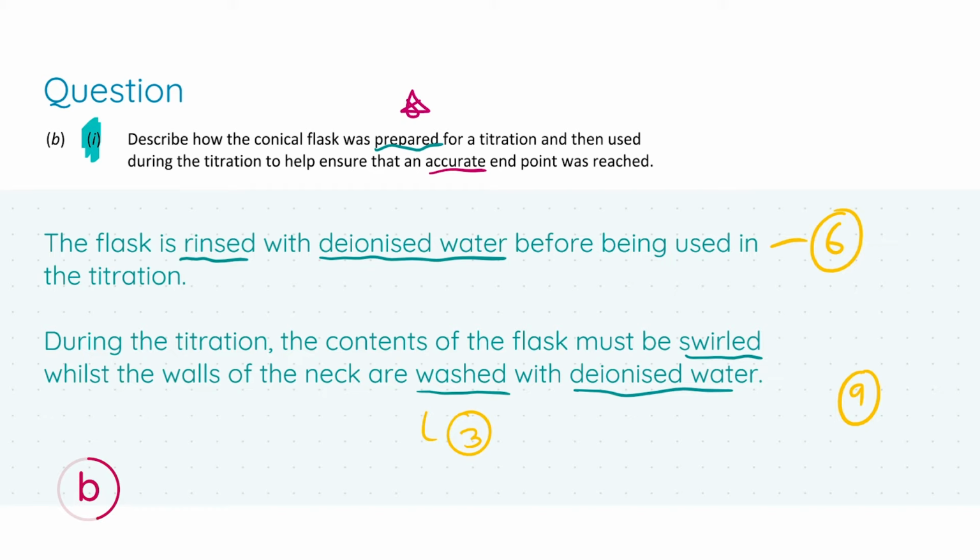In this case, I actually gave you 2. I said that the flask must be swirled, which is one way you could go down it. Another one is that you can wash down the walls of the conical flask, or the neck in this case, with deionized water. Either one of these is acceptable. Another way you could have said to ensure this accuracy is by standing it on a white tile. The reason you want to do this is so you can see the color change more contrasting and more obvious, so you can see exactly when the color changes. But any of these answers would be perfectly acceptable and get you your full 9 marks.